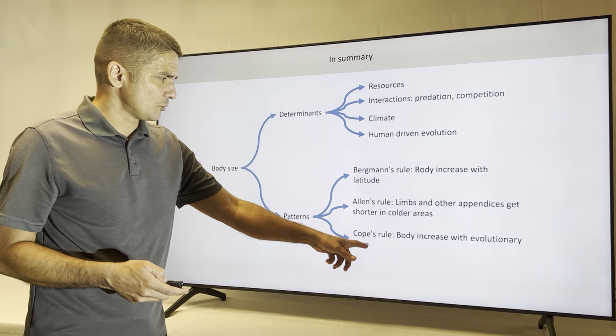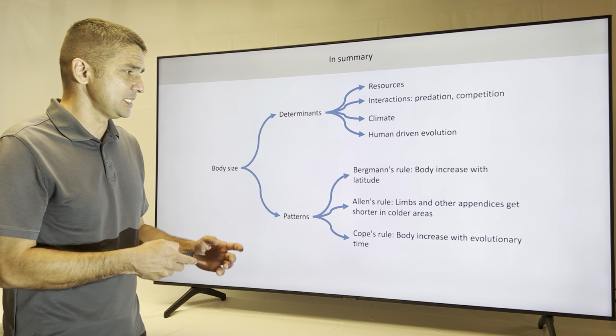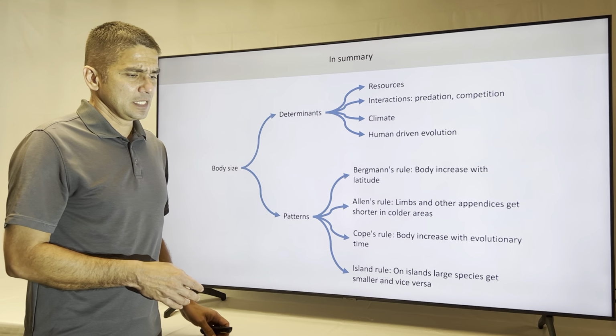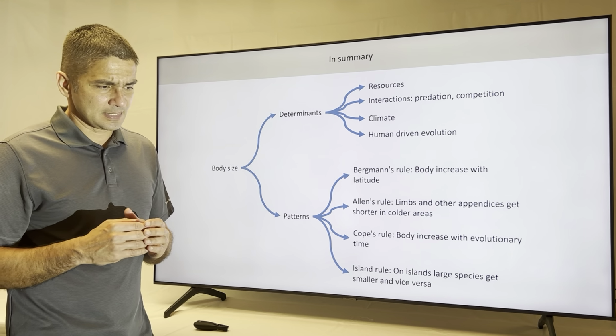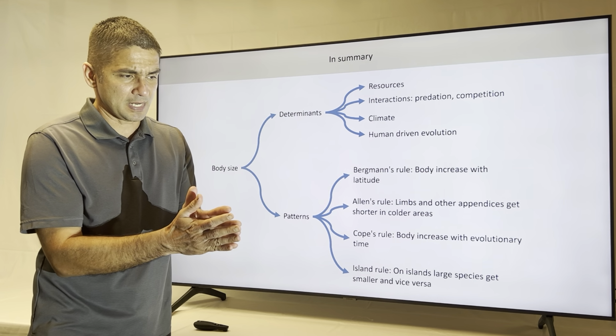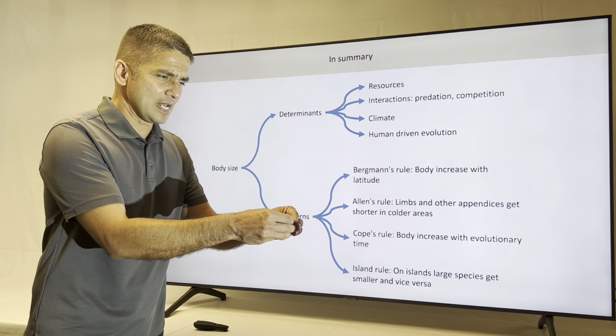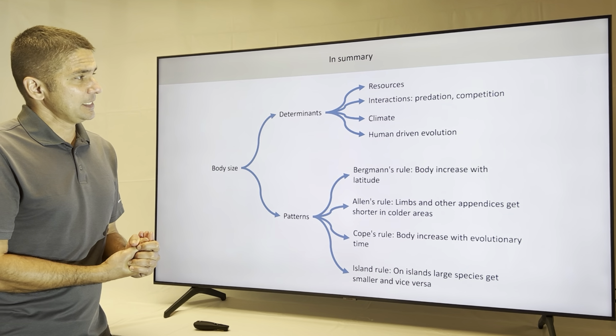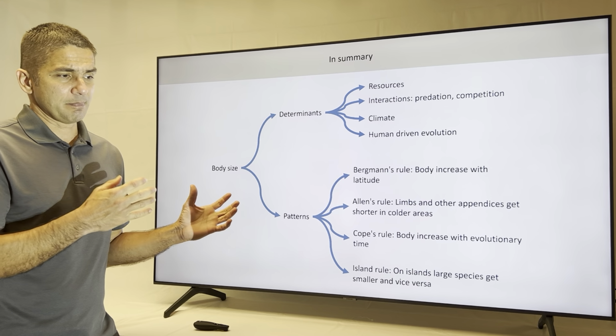There is also Cope's rule, which is basically body size increasing over evolutionary time, and the island rule, which is that species from the continents that get to islands being big will become small, and species that get to islands being small will become large. And that kind of summarizes this section about body size on the patterns and processes.